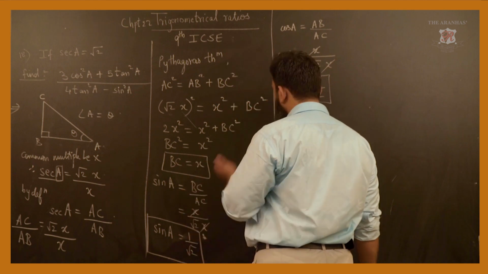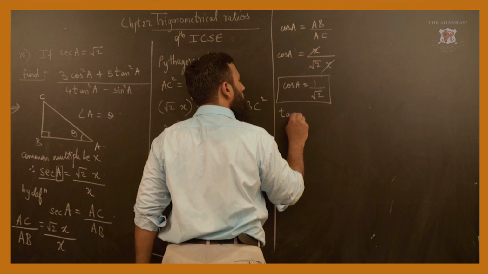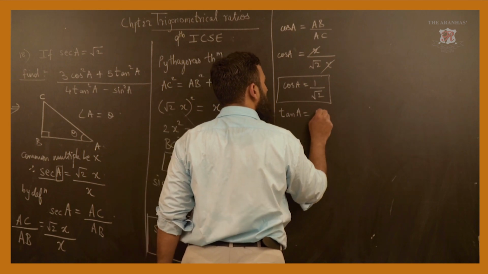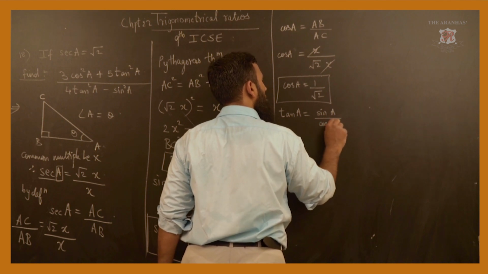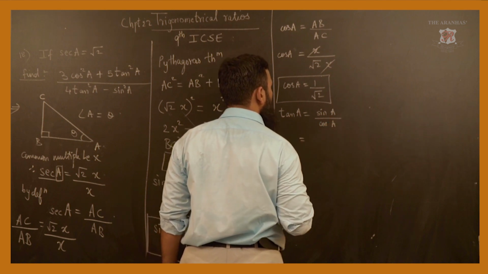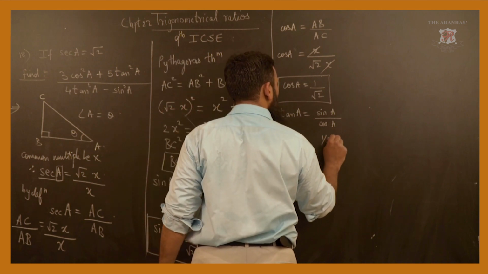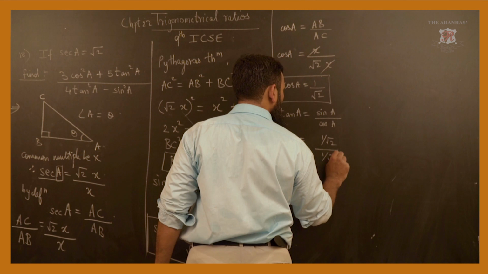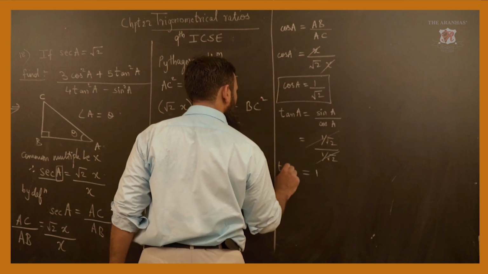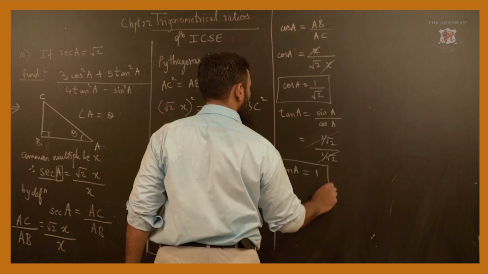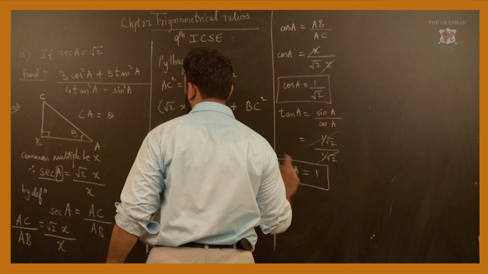Now once sin A and cos A are known, tan A can be calculated easily. We are aware tan A is equal to sin A upon cos A, and I hope that the answer here will come out to be 1, because both are identical. So the answer comes out to be tan A is equal to 1. So sin A is known, cos A is known, tan A is known.